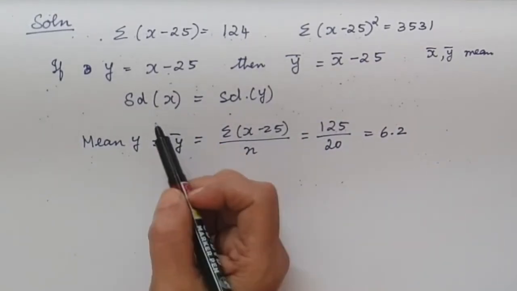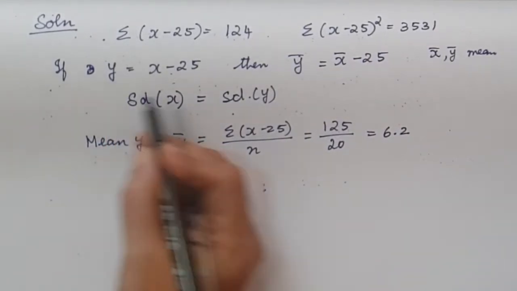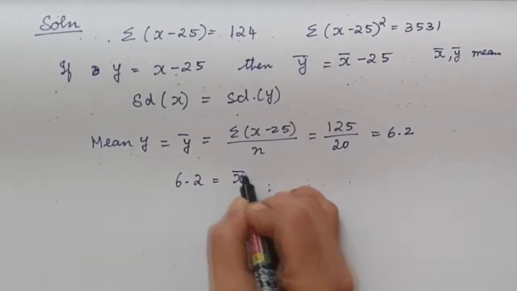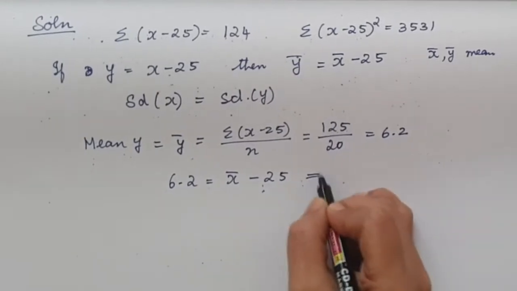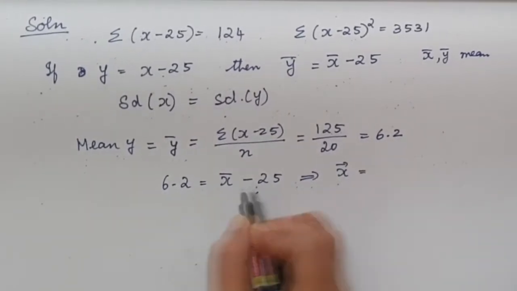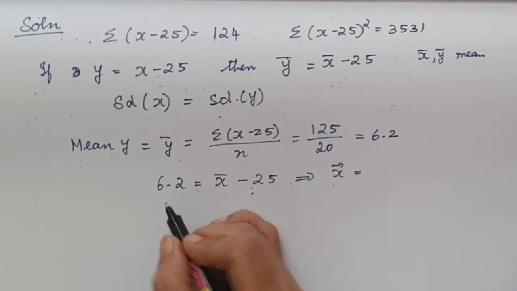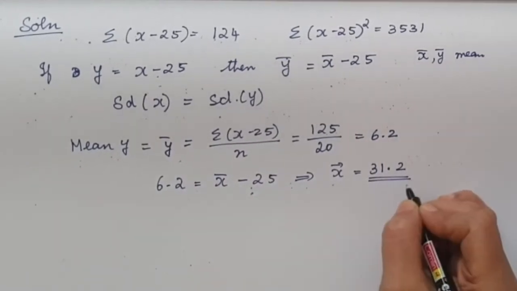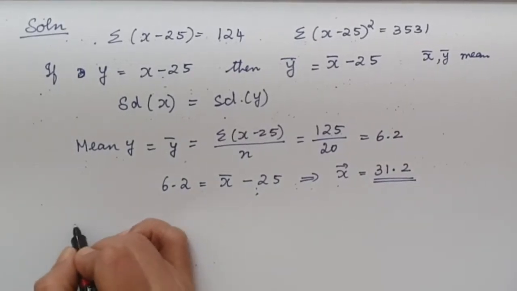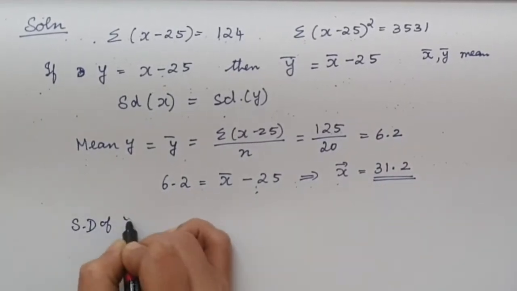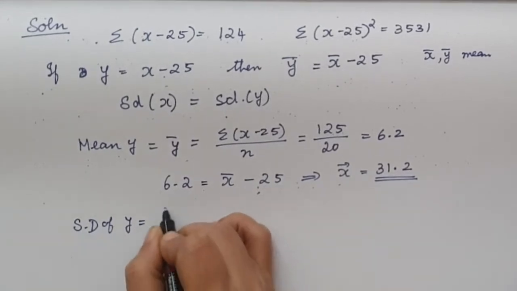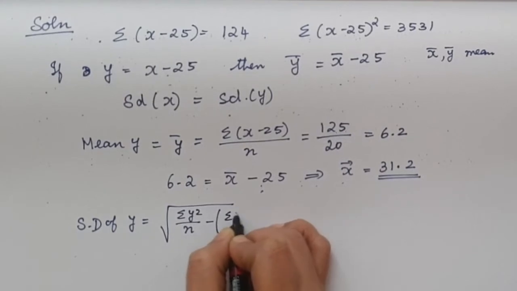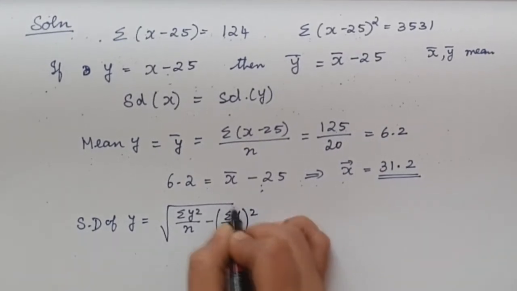But we need to find the mean of the x values. So now when we replace, our y bar is 6.2, which is equal to x bar minus 25, which implies our x bar will be equal to 25 plus 6.2, that is 31.2, the mean of x. Now in the same way, the standard deviation of y will be equal to the square root of sigma y squared divided by n minus sigma y by n the whole squared.